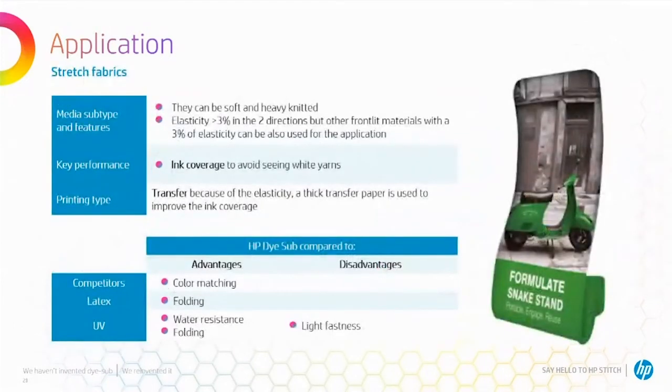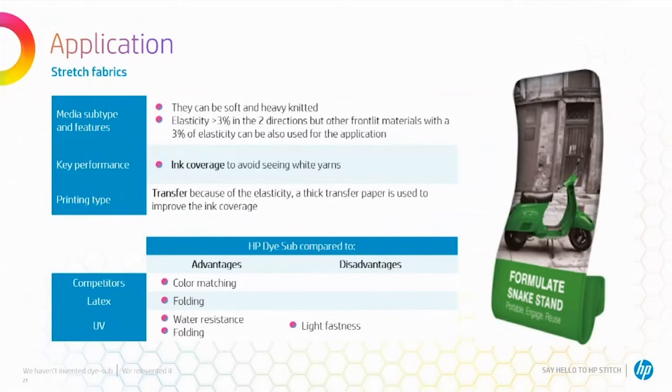So stretchable fabrics. The designs for displays are getting more and more intricate every year, as you can see in the one that we used here. So what are some of the substrate types? Heavy knit, soft knit, elasticity 3%, two-directional stretch would be a very good material for this type of application.